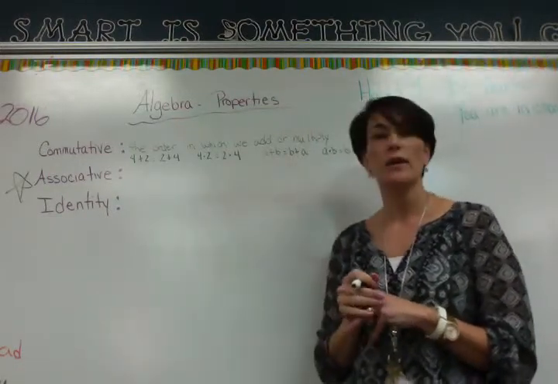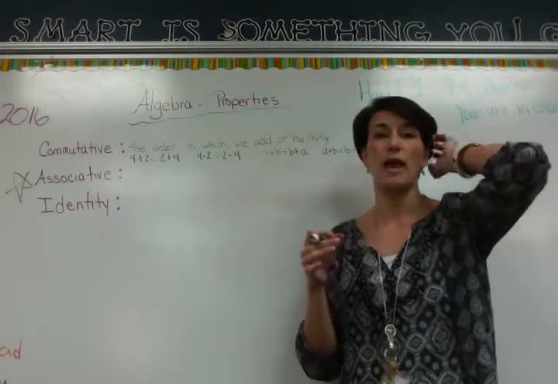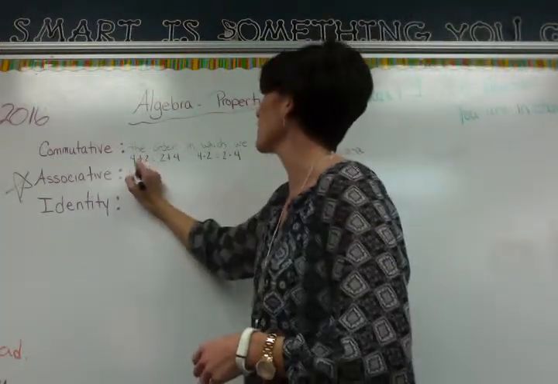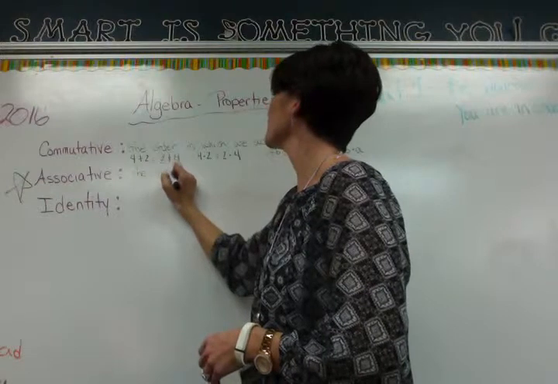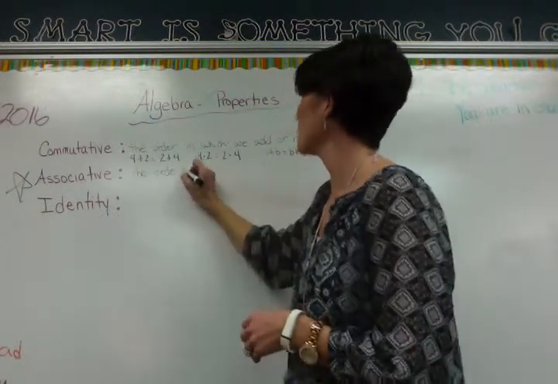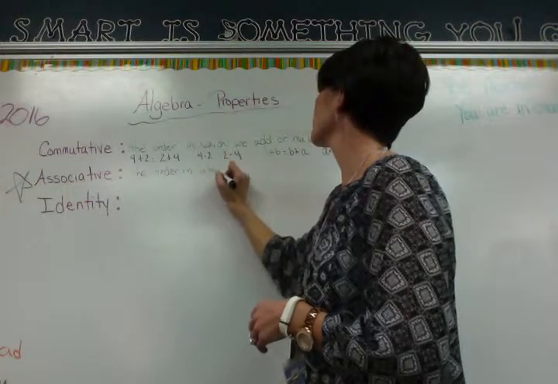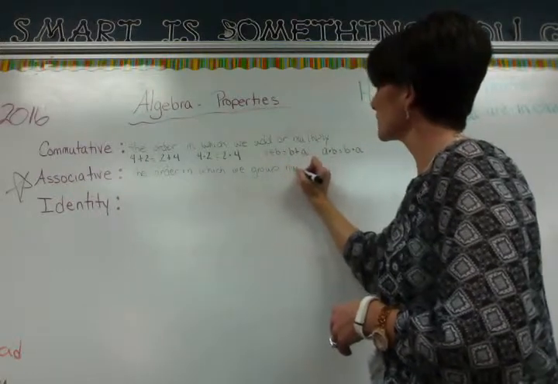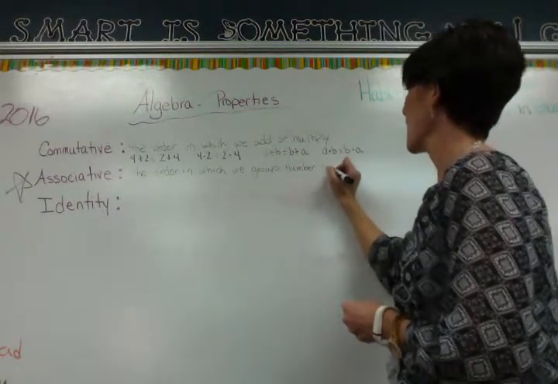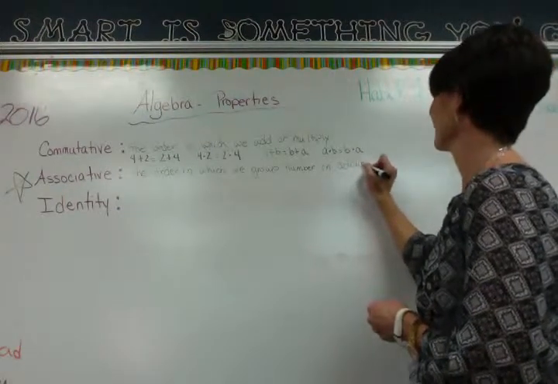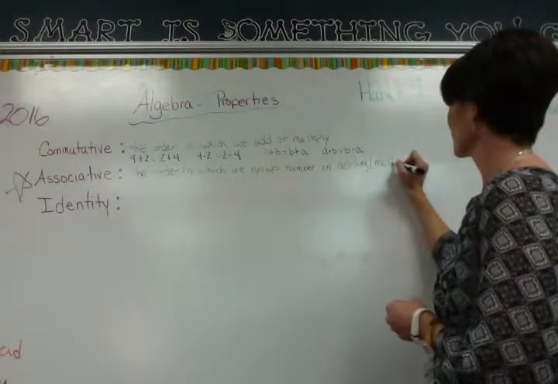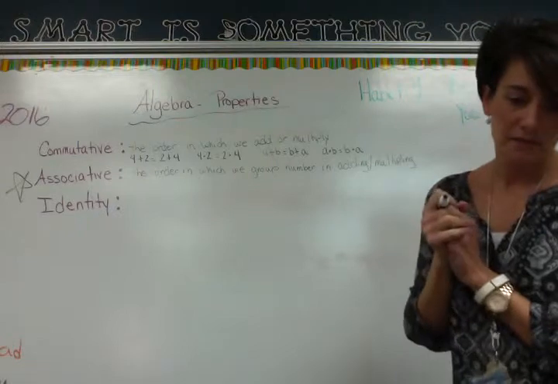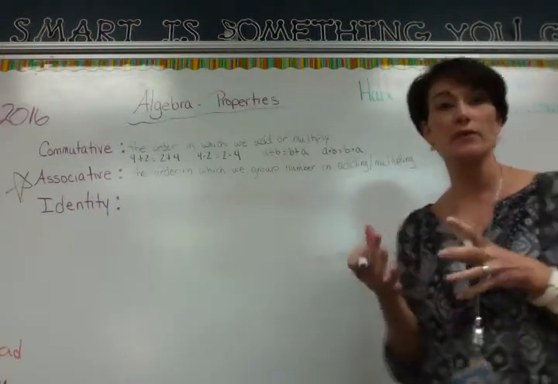The associative property is the way that we group things when we're dealing with addition and multiplication, not subtraction. So this is the way in which we group numbers in adding and multiplying. Sorry, so we're going off the board here. So some examples of that would be using parentheses.